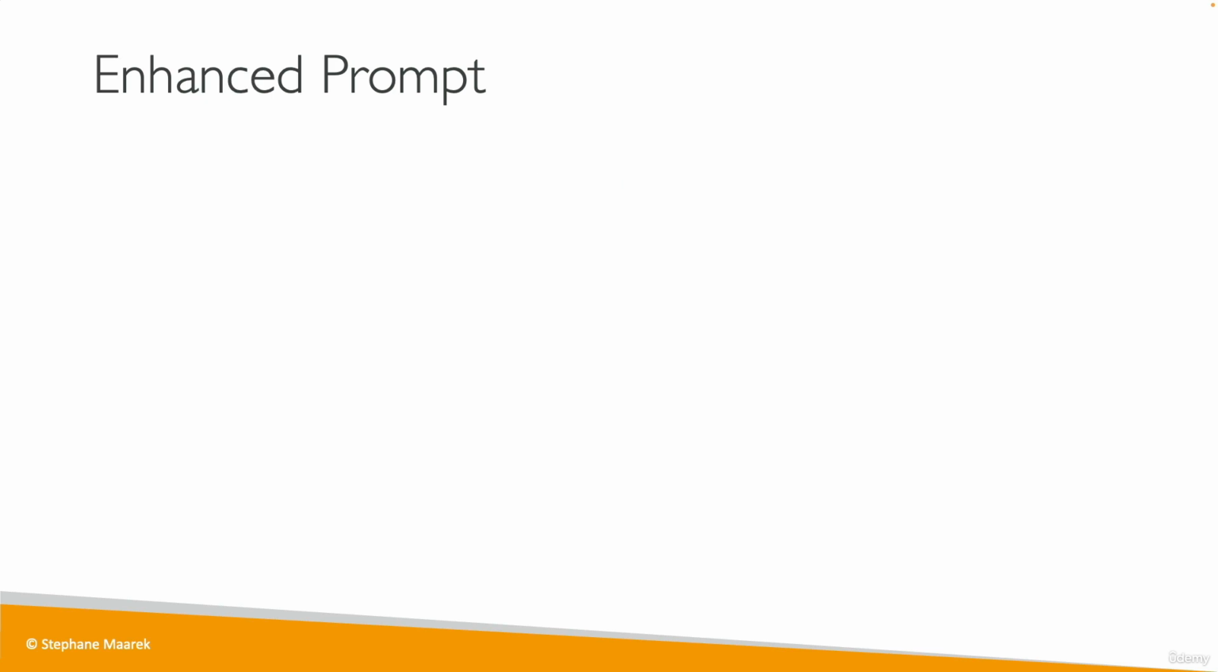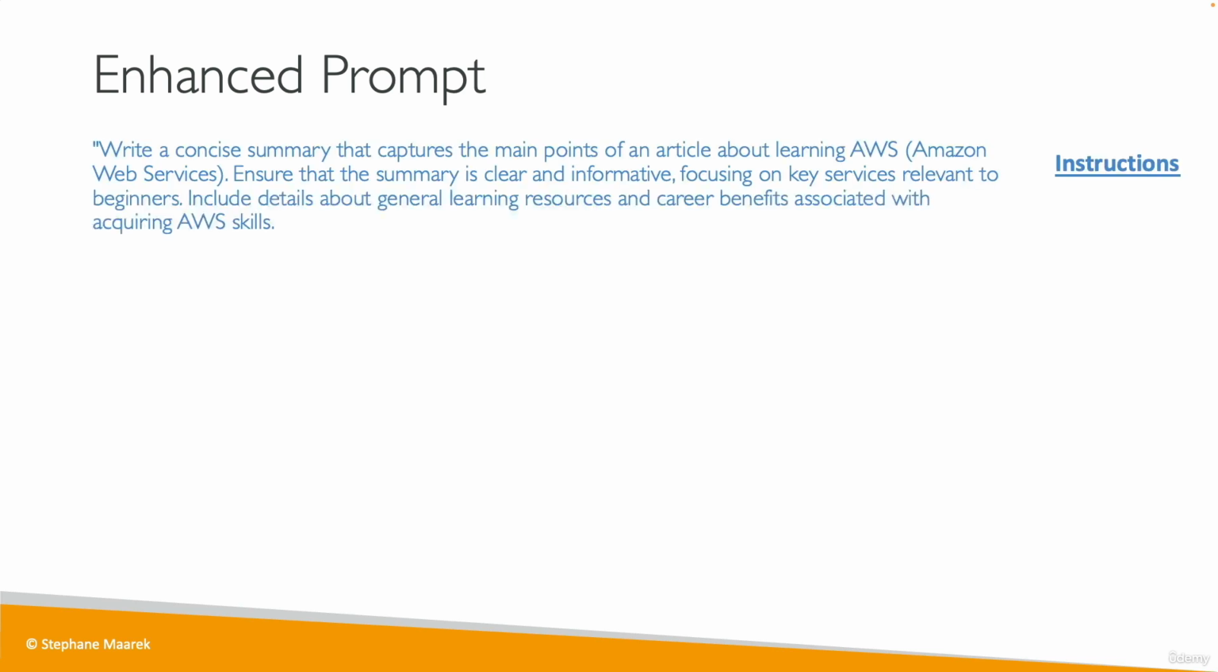So here is a concrete example where we are going to improve our naive prompt. Here I'm going to provide instructions. And instead of asking what AWS is, we want to write a concise summary that captures the main points of an article about learning AWS. And we need to ensure that the summary is clear and informative, focusing on key services, and you can read the rest, and so on. So these are very detailed instructions because we're very clear about what we want.